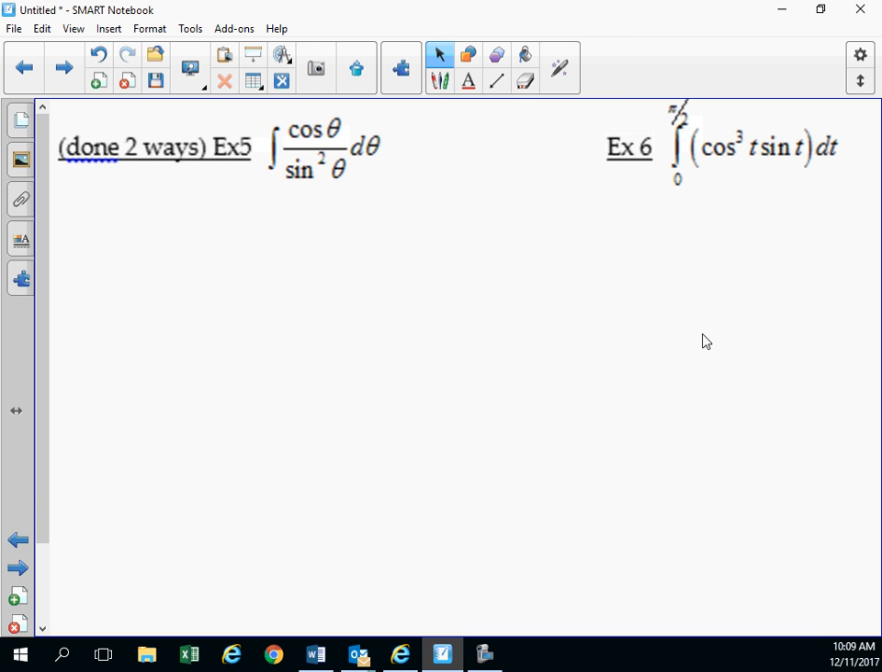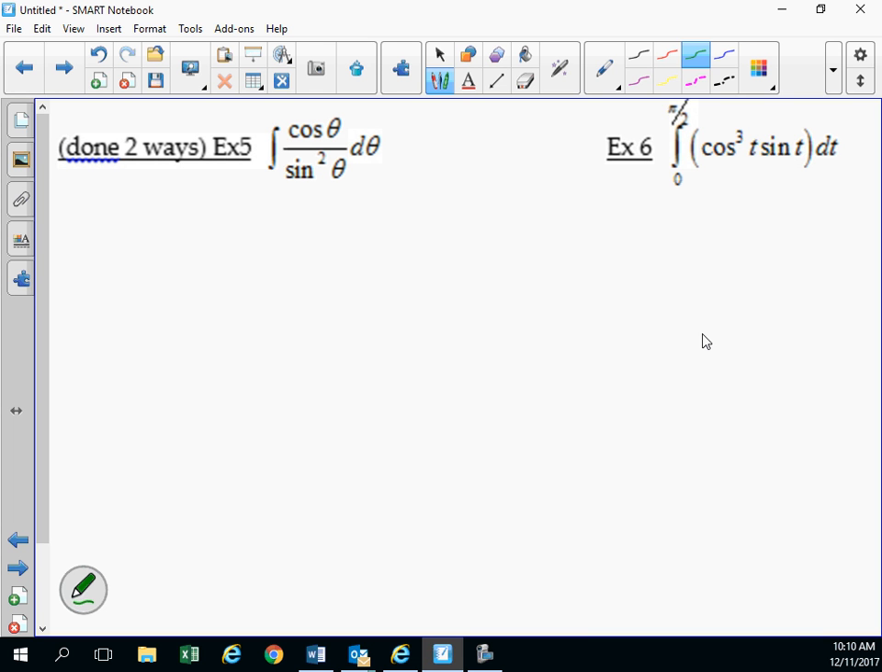What do you think I could do for this one? Split it up. Okay. I've heard a couple things. If I bring it up, does it help me to bring up sine squared? That would be sine to the -2. Not really. What I did here is split it up.